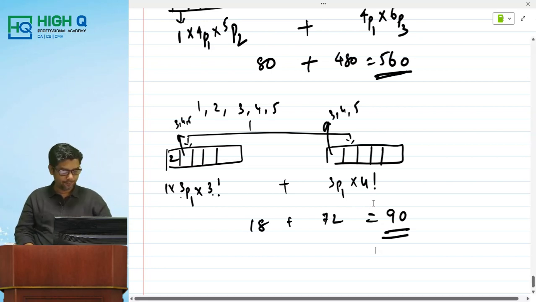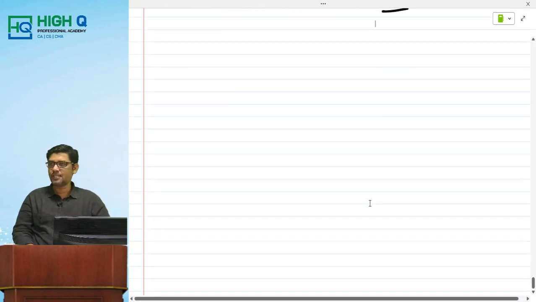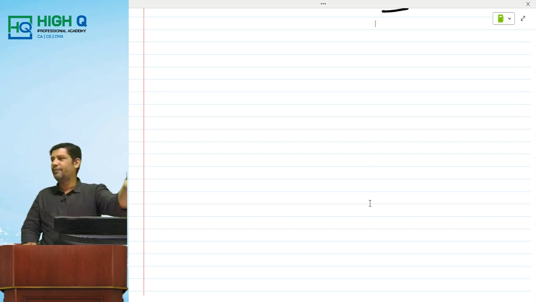Okay. Last sum. Actually, 2 sums I am doing together. With this I am completing permutation combination. Whatever sums are pending, because I covered everything, almost 80% of textbook questions I have solved. 85% of the textbook, hardly 15 to 20 questions will be pending from your entire book.